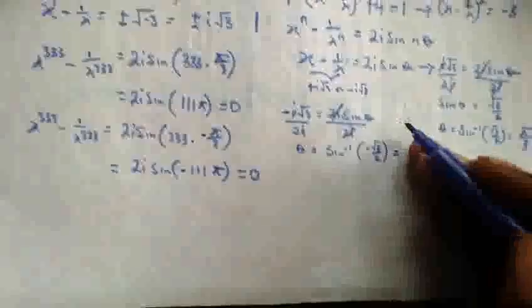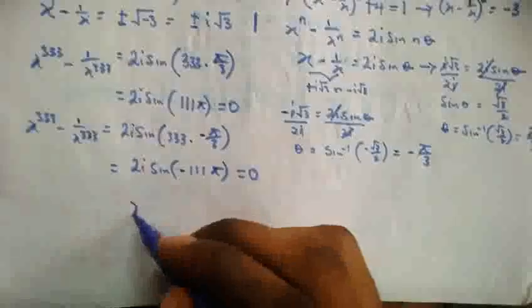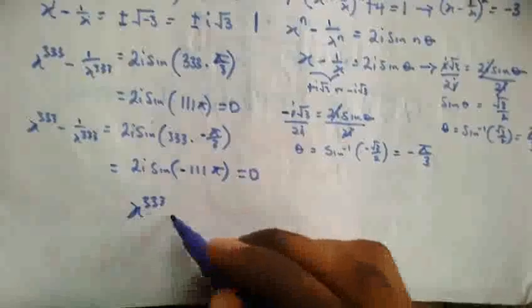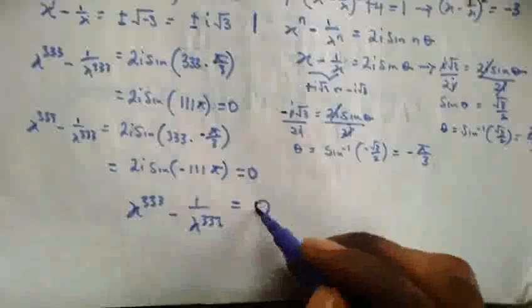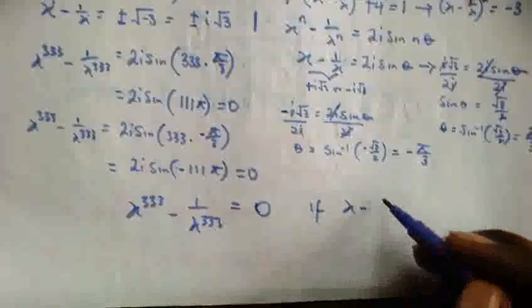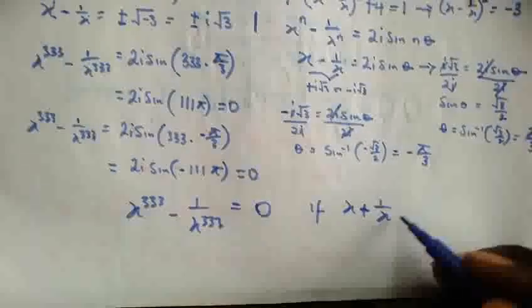So we have come to the end of today's video on how to apply De Moivre's theorem: x raised to 333 minus 1 over x raised to 333 is equal to 0 if x plus 1 over x is equal to negative 1.